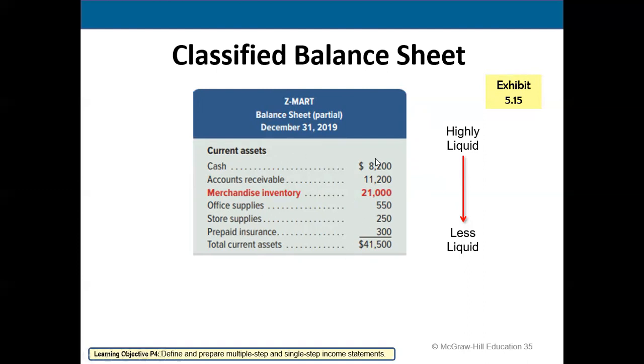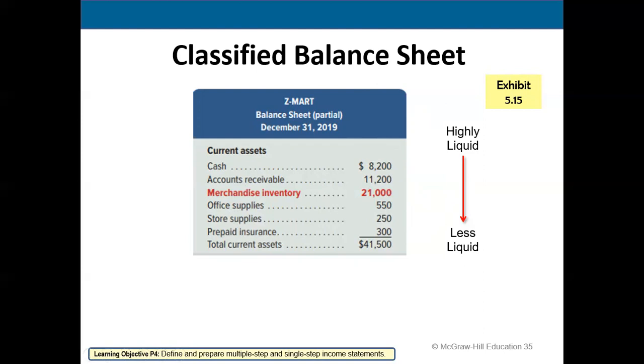So you'll see in the current assets section, you have cash, accounts receivable, merchandise inventory, office supplies, store supplies, prepaid insurance, etc. Typically, they're listed in what's called liquidity order. So cash is the most liquid of all assets because it's already cash, down to like prepaid insurance, which is less so. You can't really do much with it except wait for it to expire by having the insurance coverage.